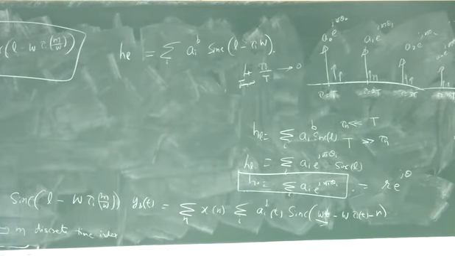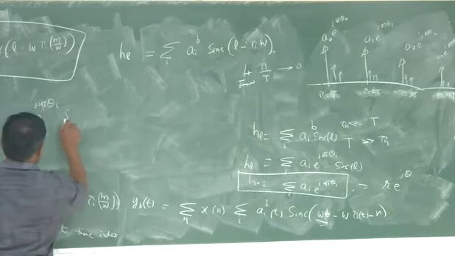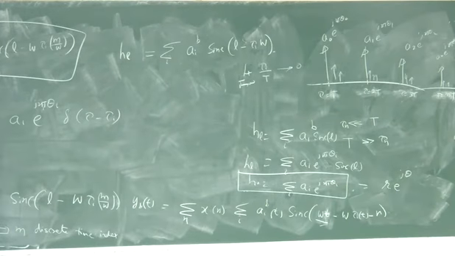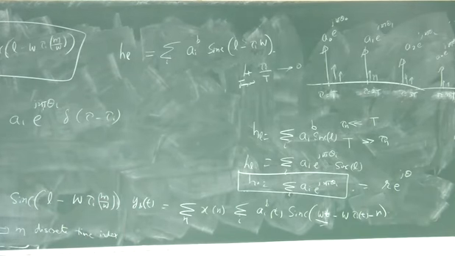Remember h_b or h of tau in baseband form takes this a_i e to the power j theta_i, so there is a j 2 pi theta_i delta of tau minus tau_i. This is a baseband channel representation, right? What is h of f? h of f is the Fourier transform pair with h of tau.